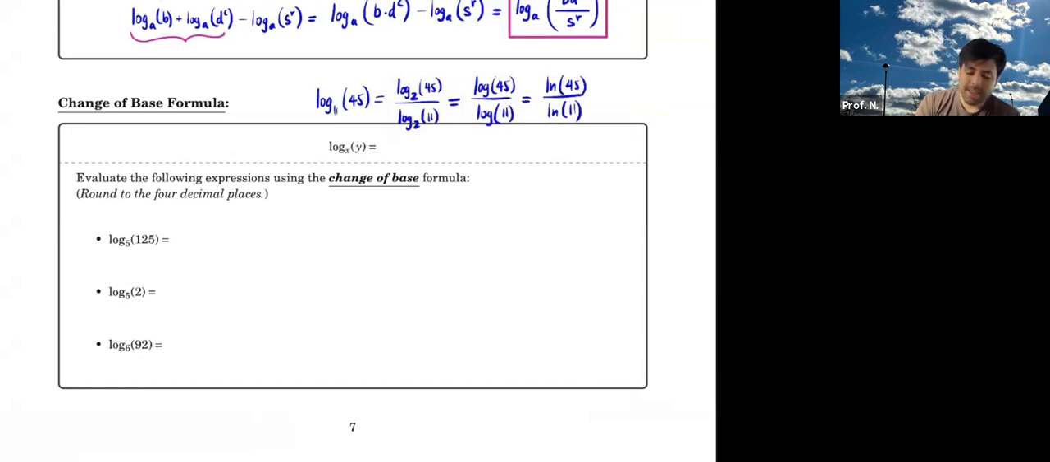So what is log base x of y in general? Well, I can choose my base b and say this will be equal to log base b of y over log base b of x, where b is a chosen base.